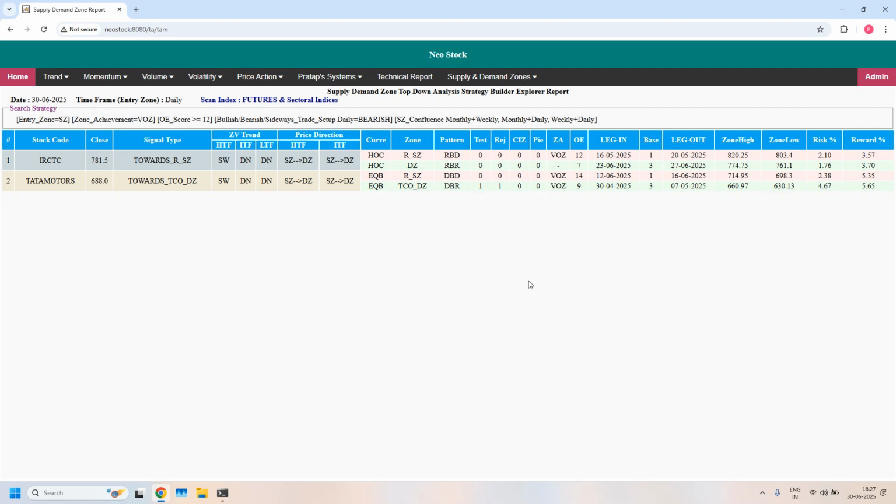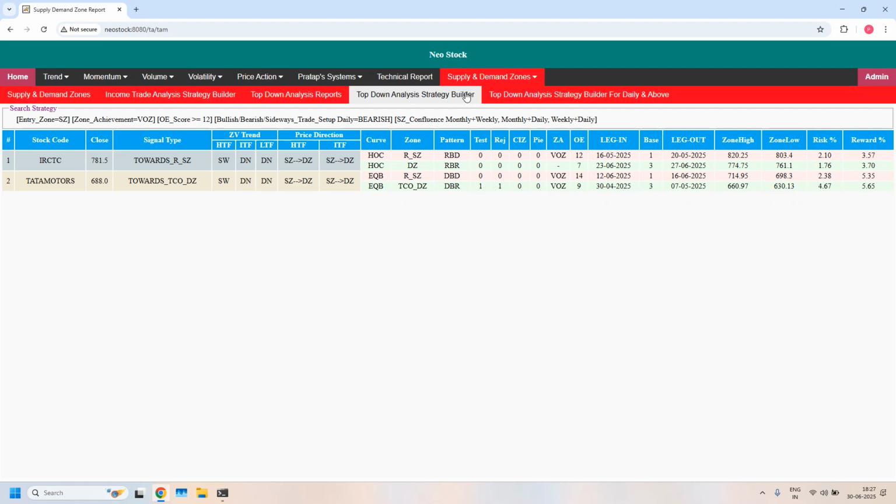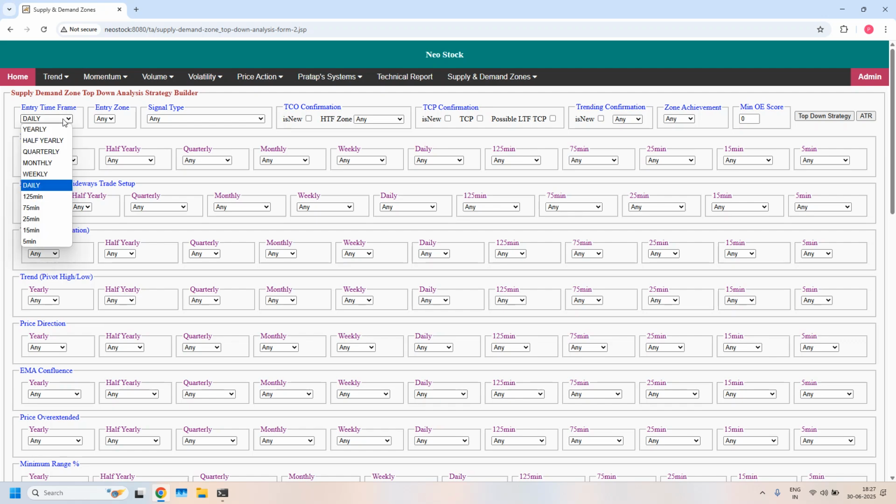Next we will generate weekly income trade reports. Weekly income trade entry time frame 75 minutes, entry zone, demand zone, bullish or bearish or sideways at 75 minutes. I am selecting sideways long. Zone achievement VOZ, minimum order enhancer score 11 for sideways.